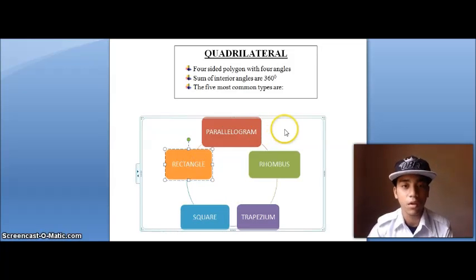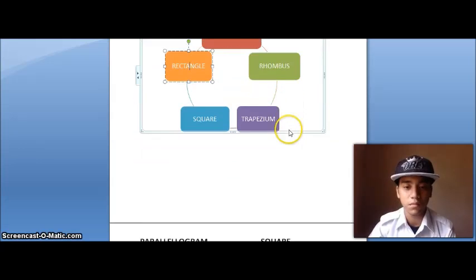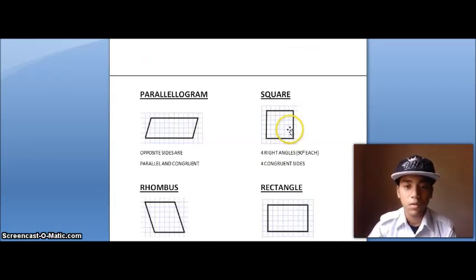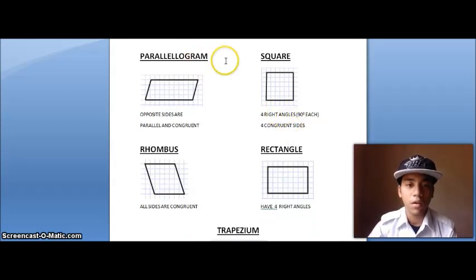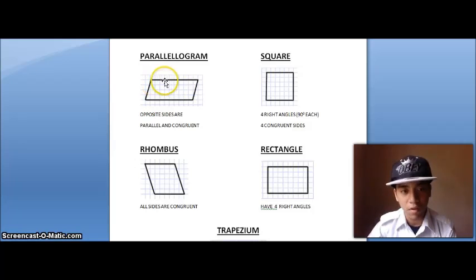Okay, we go to the next page. Here are some drawings of those shapes. Firstly, the parallelogram. It is like this shape. Opposite sides are parallel and congruent.